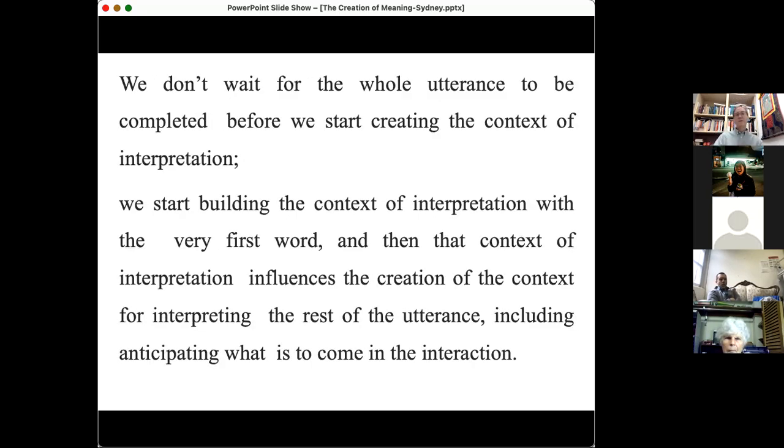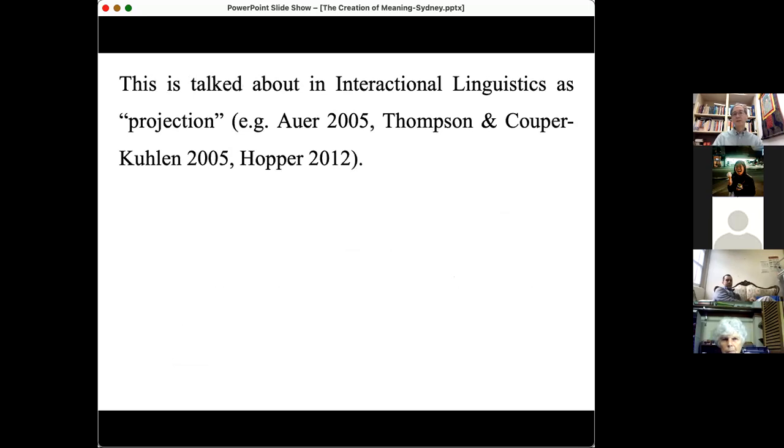The reason why this is important is because we don't wait for the whole utterance to be completed before we start creating the context of interpretation. We start building the context of interpretation with the very first word, and then that context of interpretation influences the creation of the context for interpreting the rest of the utterance, including anticipating what is to come in the interaction. This is talked about in interactional linguistics as projection.